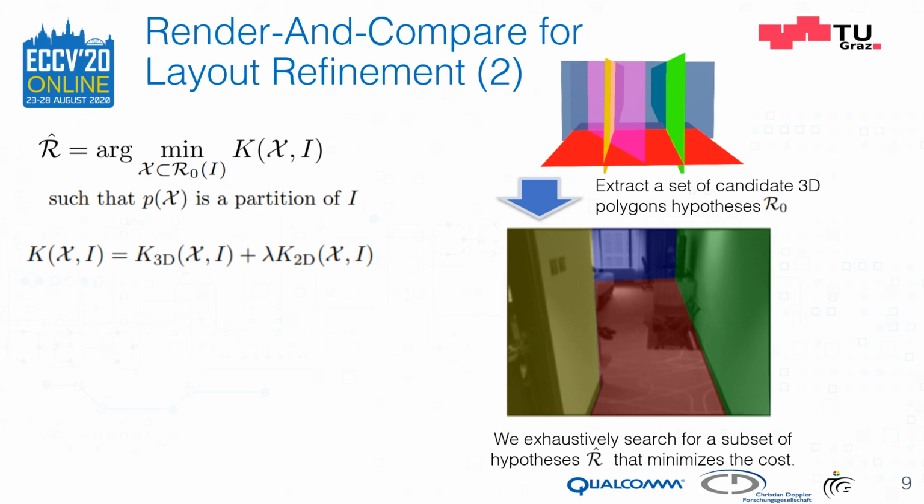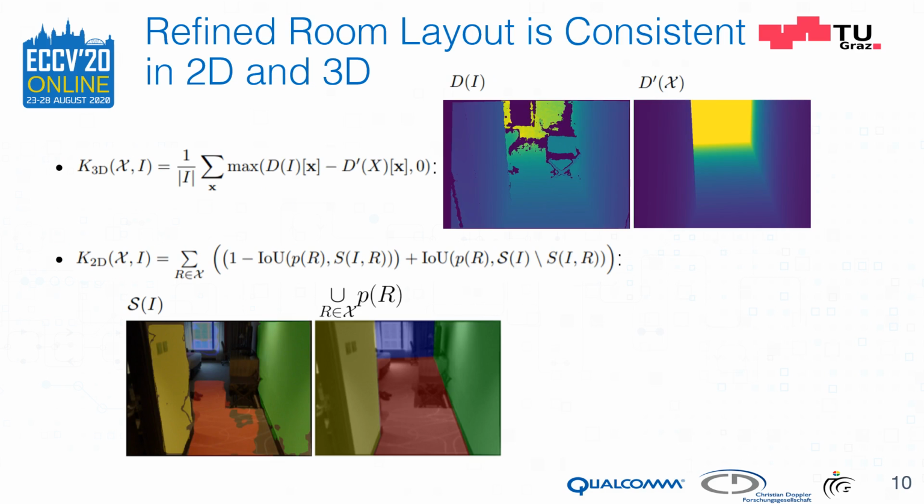By rerunning our optimization, we refine the layout estimate and, if necessary, iteratively repeat the procedure until the estimated layout becomes consistent with the underlying scene. The refined room layout is consistent with the underlying scene both in 2D and 3D.